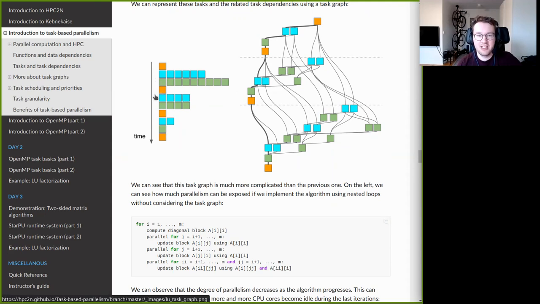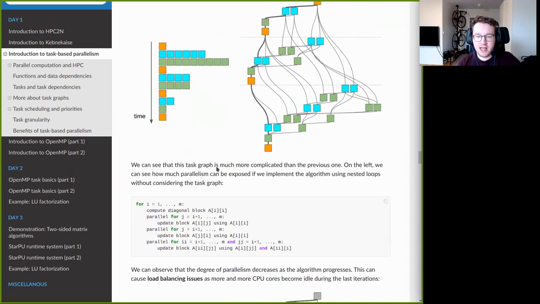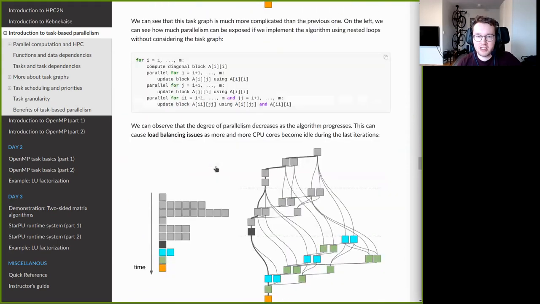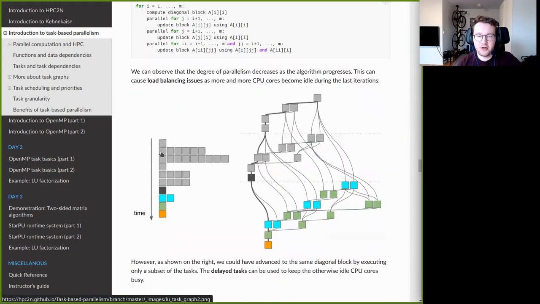So you can see that once we compute the diagonal block, then we could do the block row and block column updates in parallel. And after those have been computed, you can do the trailing matrix updates in parallel and then move to the next iteration. And you might see how this could lead to load balancing issues, because in order for us to advance along the algorithm, if we implement it as nested for loops, then after you've reached this diagonal block here, the only computations remaining are these 4 here.